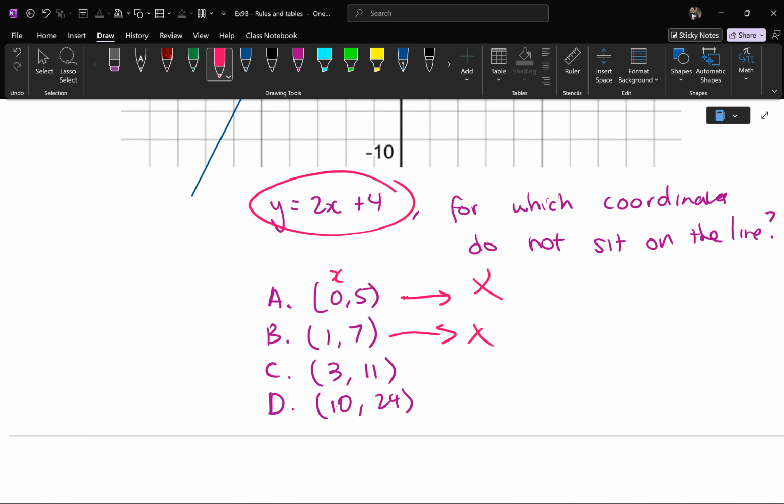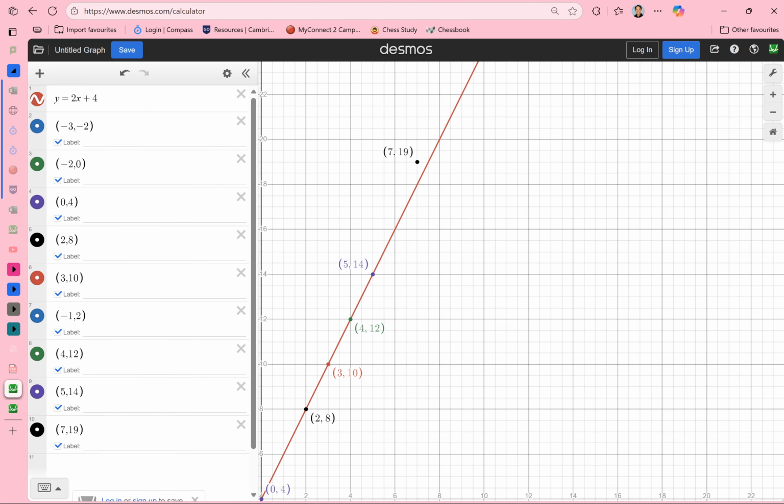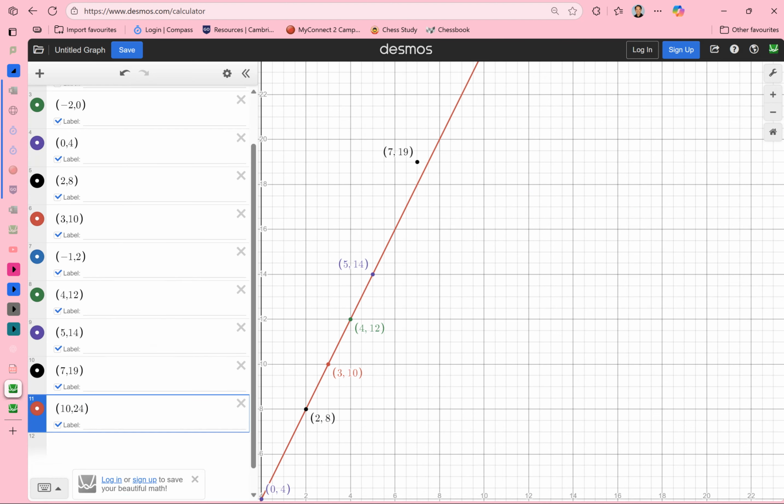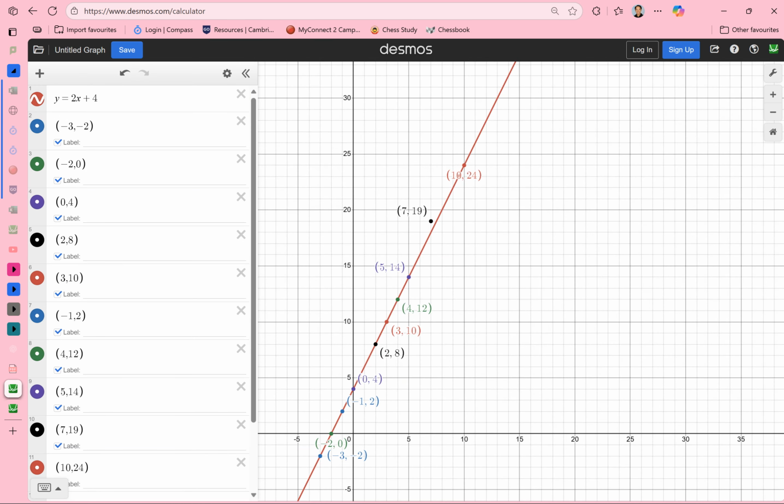Does this sit on the line? No, double 3 is 6. 6 plus 4 is 10. So this does not sit on the line. What about this one? Yes, double 10 is 20. Add 4 gives you 24. This one sits on the line. So that means if I type in 10, 24, it should sit on the line. And it does. 10, 24. That's a very simple idea, isn't it?